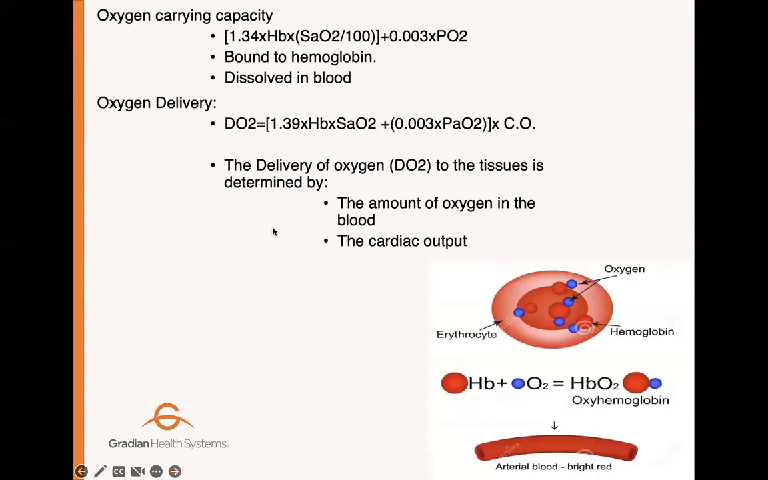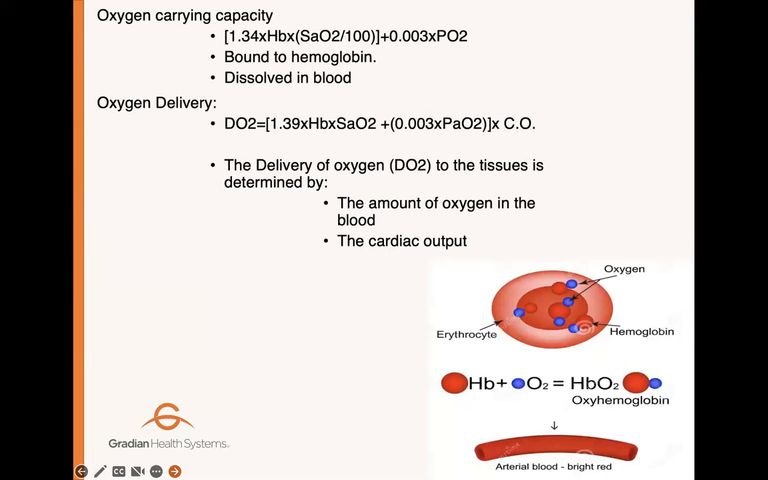So the equation, as you can see over here, is 1.34 times Hb, the hemoglobin concentration, times the saturation of oxygen divided by 100, plus 0.003 times PaO2, because a very small amount dissolves in the blood. So there's a missing A on that upper equation, for arterial content. PaO2 is the partial pressure of oxygen in the arterial blood.